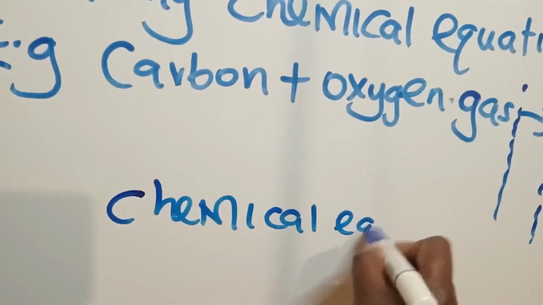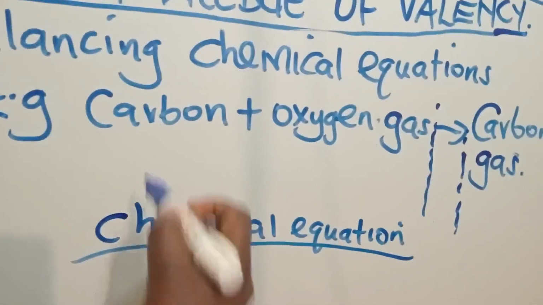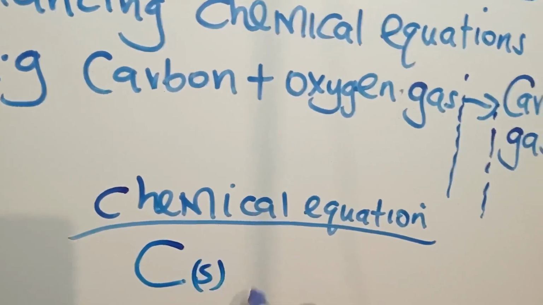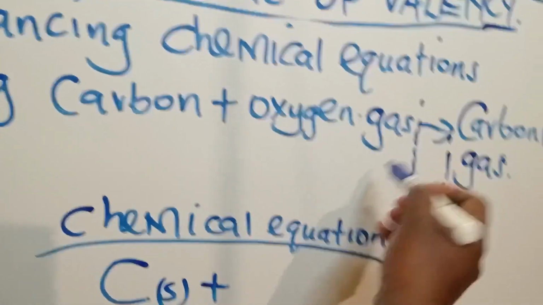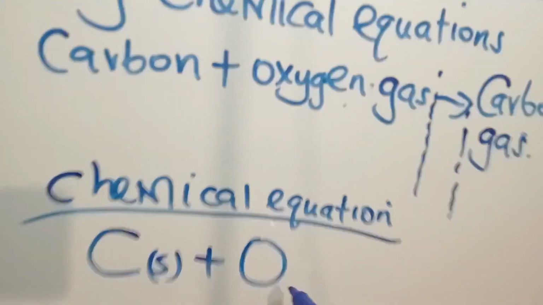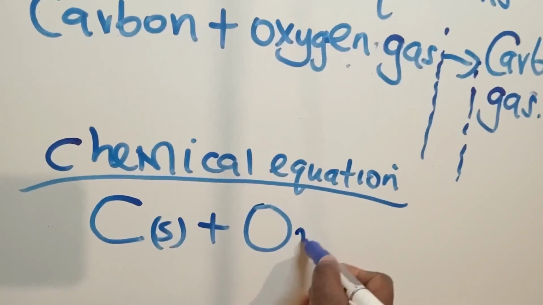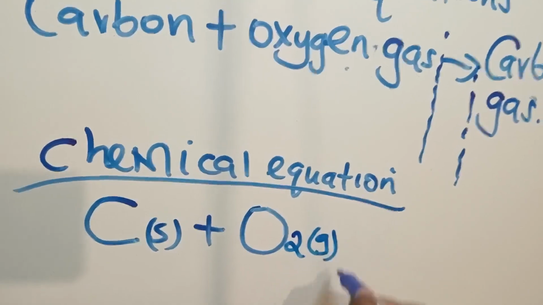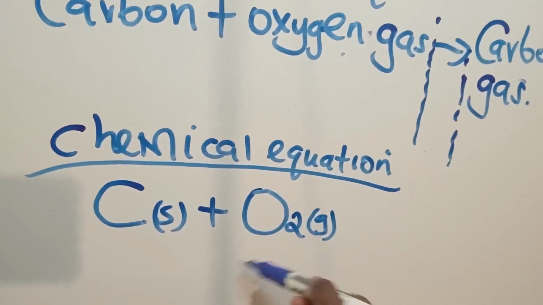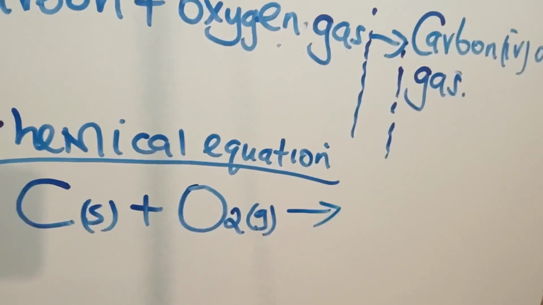The chemical equation for this case, we must write the formulas using the chemical symbols. So for carbon, that is capital C, it is in the solid state, plus oxygen gas. Though the name reads oxygen, we cannot just have it as one single atom. For oxygen, they must be two. Now that oxygen is a diatomic molecule, diatomic meaning that two atoms of oxygen must combine to form oxygen gas. Then to the product side, we have carbon 4 oxide gas.